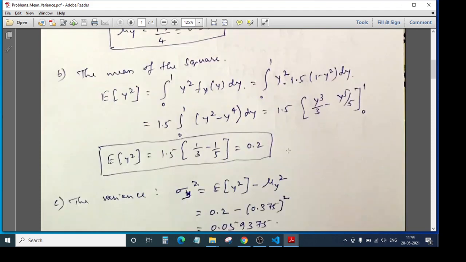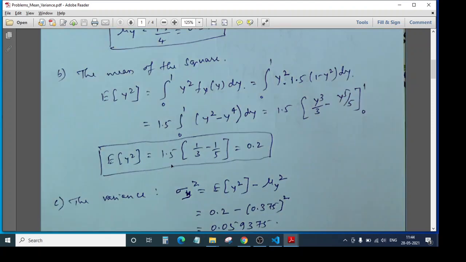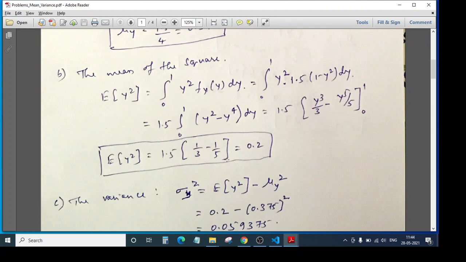Okay. So we'll take that y square inside the bracket, thereby the first term becomes y square, y square multiplied with 1. Next, y square into y square is nothing but y raised to 4. So integration in between the limits 0 to 1, and 1.5 has been taken outside, you can see here. Okay. Once you integrate this, this becomes y cube by 3, and this becomes y raised to 5 by 5. If you put the limits 0 and 1, this becomes 1 by 3 minus 1 by 5. When you subtract and multiply, the answer you will be getting is 0.2. So this is the mean of the square.